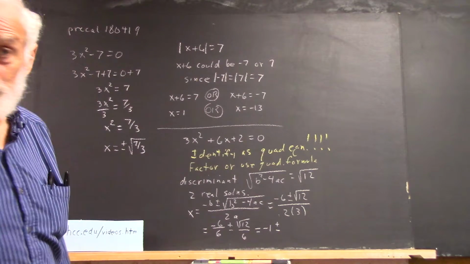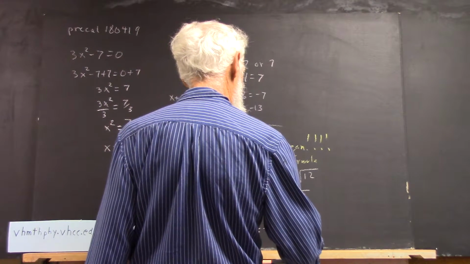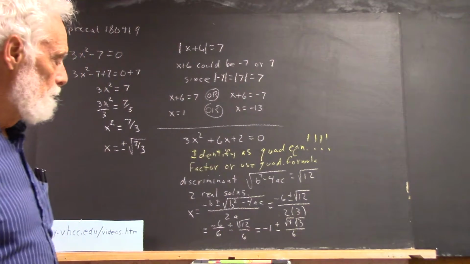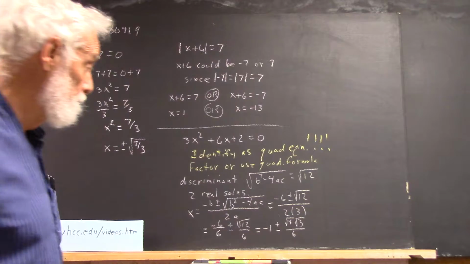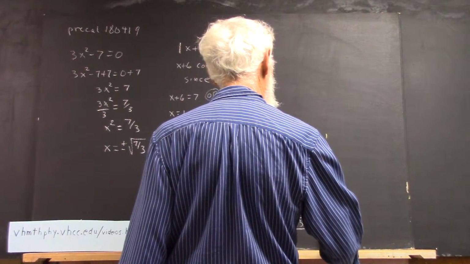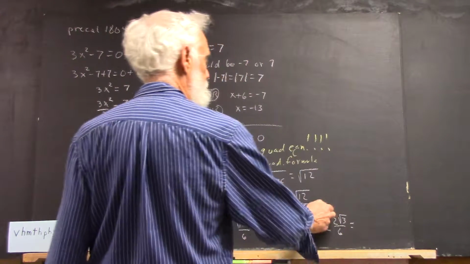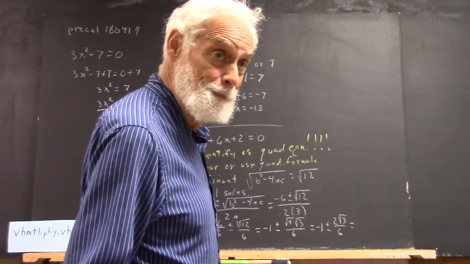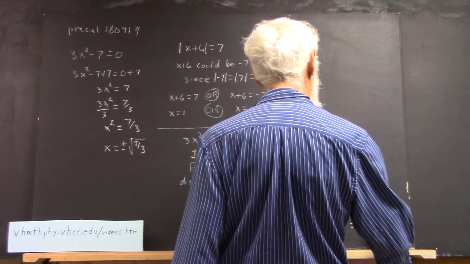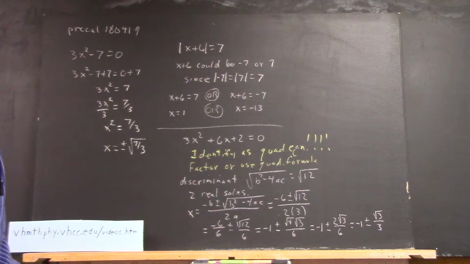That's square root of 4 times square root of 3 over 6. That's negative 1 plus or minus 2 square root of 3 over 6. But of course then 2 will divide into 6, right? Gives you negative 1 plus or minus the square root of 3 over 3. Okay?